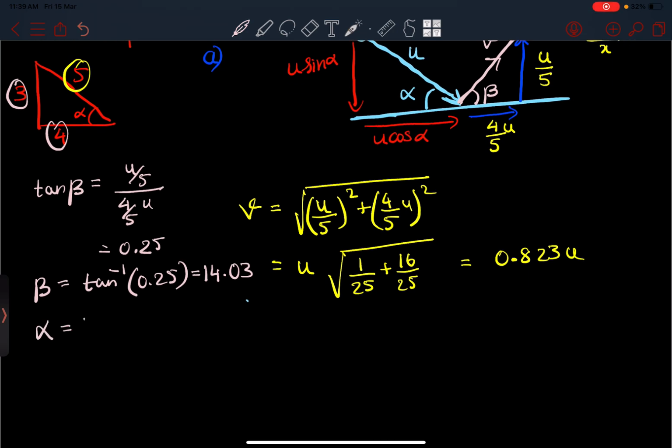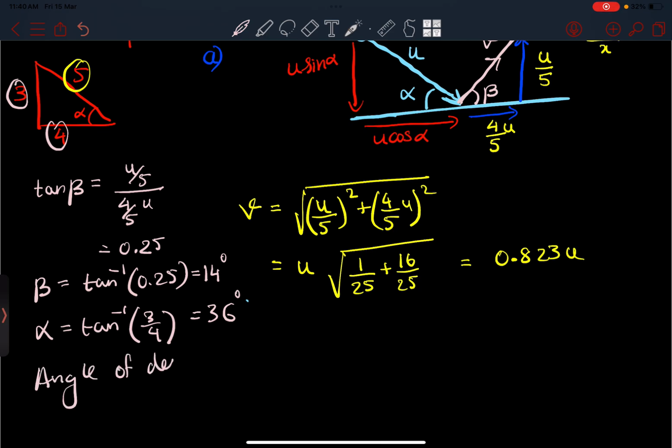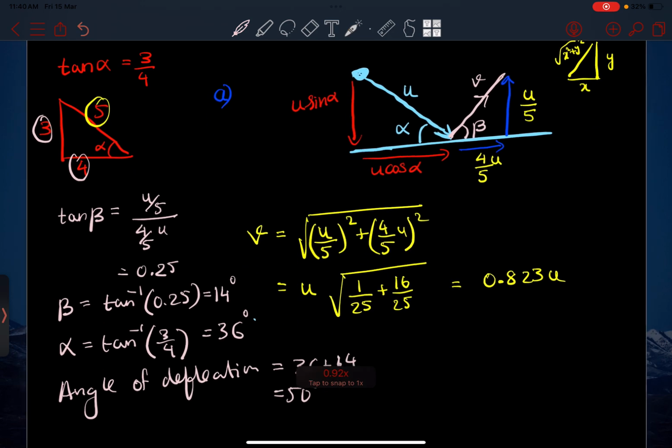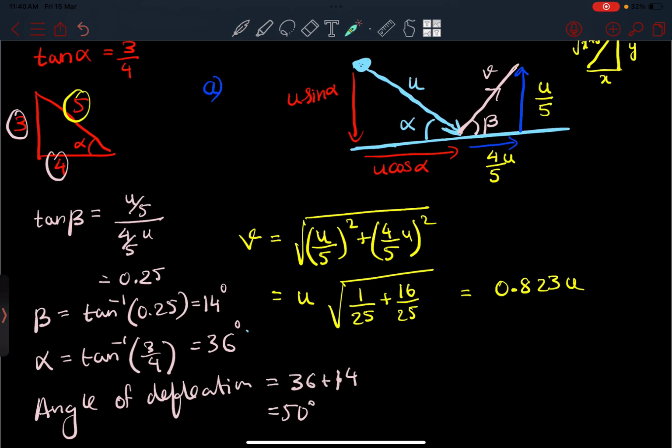So I can say alpha is equal to tan inverse 3 over 4, and I can take that to be 36. Now let's take beta to be 14 degrees. So the angle of deflection will be 36 plus 14, which should be equal to 50 degrees. So the angle of deflection is your angle of approach plus your angle of separation.